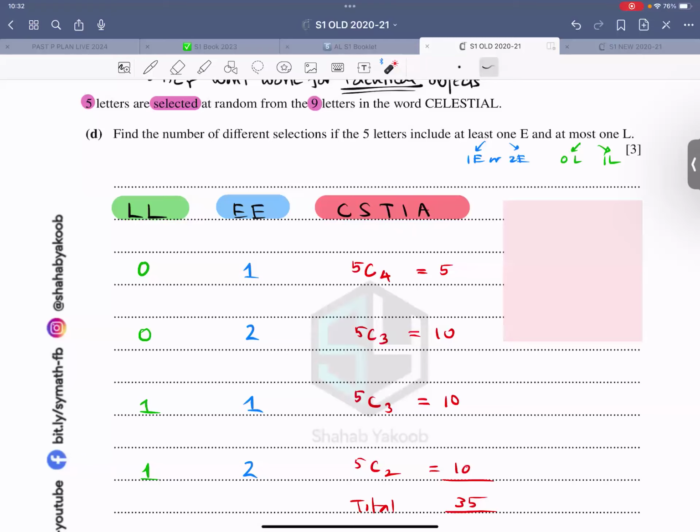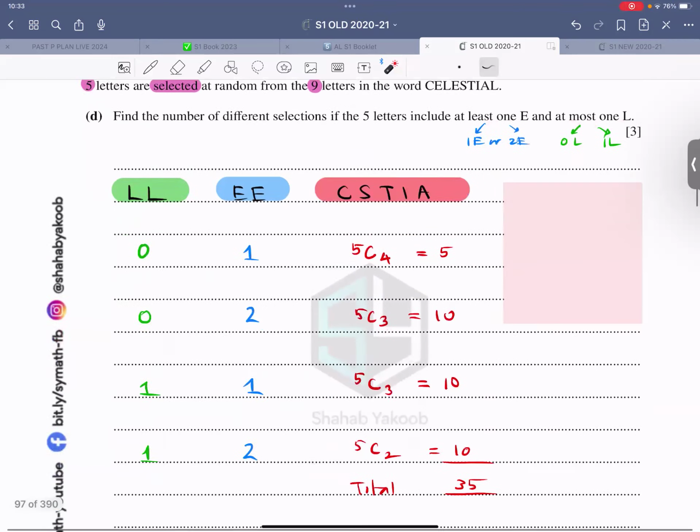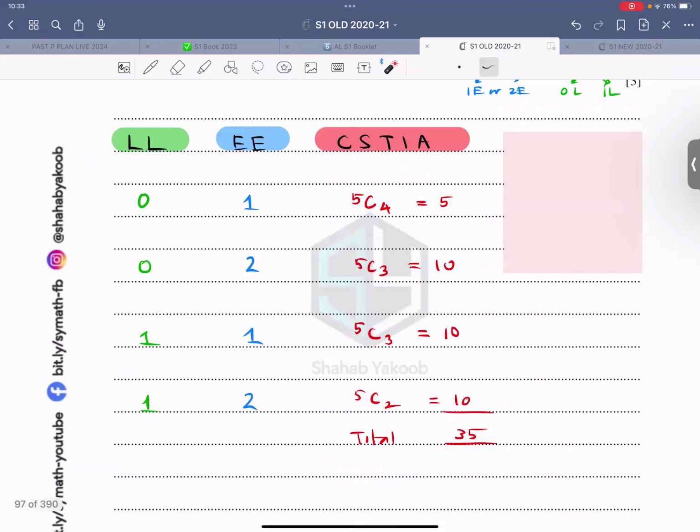And then in this particular question, they are saying if the 5 letters include at least 1 E. At least means greater than or equal to 1. So it could be 1 E, it could be 2 E. At most 1 L. That means lesser than or equal to 1. That means it could be 1 L, 0 L. So write it in a very organized manner. 0, 1, that's one possibility. 0, 1, and then 0, 2. And then 1, 1, 1, 2. Choose 0, choose 1, all good.